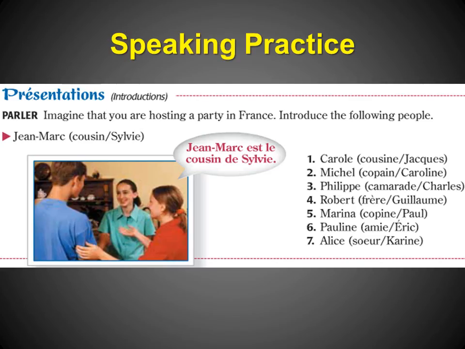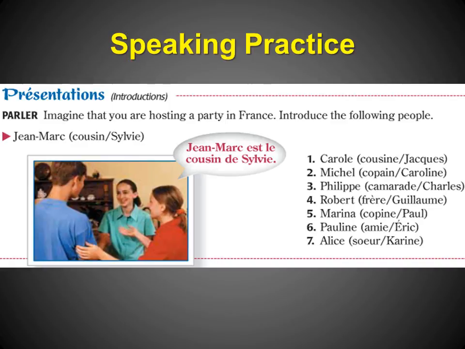All right, we're going to skip the speaking practice here. Actually, we're going to do this as a writing practice. So you're hosting a party in France. You're going to introduce the following people. You have Jean-Marc, and you've got in parentheses cousin and Sylvie. So what you're going to say is Jean-Marc is the cousin of Sylvie. So the answer that you're going to write out, for example, is in the bubble there. Jean-Marc est le cousin de Sylvie.